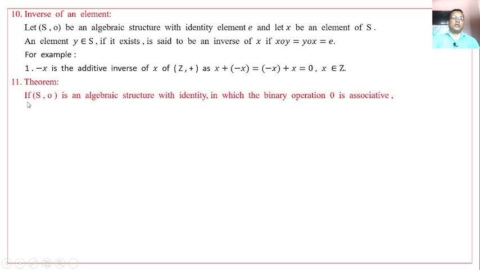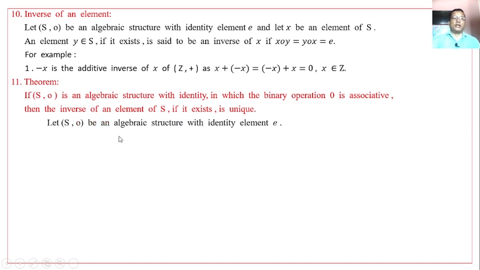Theorem. If S, O is an algebraic structure with identity in which the binary operation O is associative, then the inverse of an element of S, if it exists, is unique.